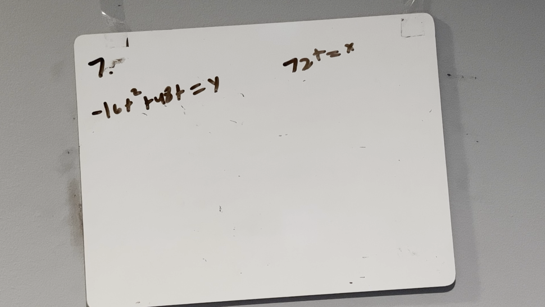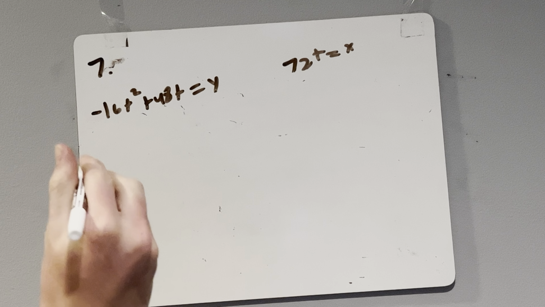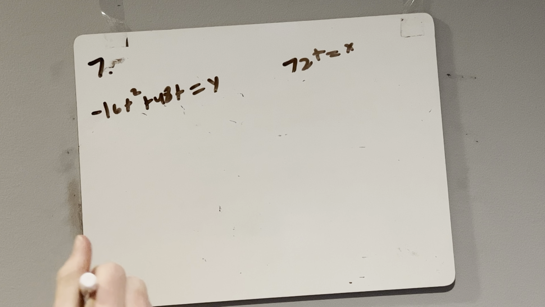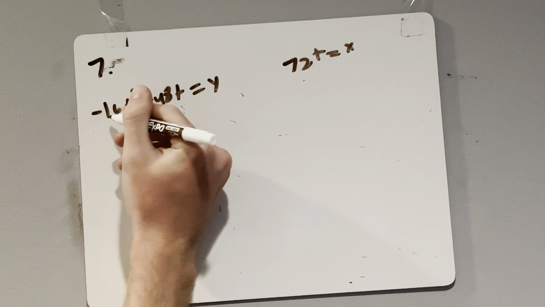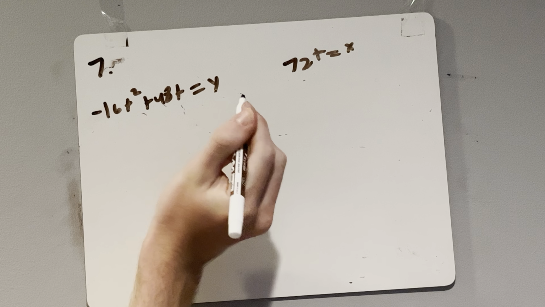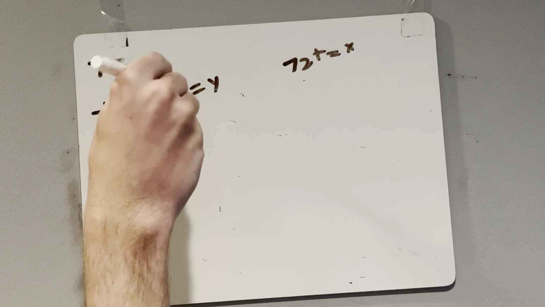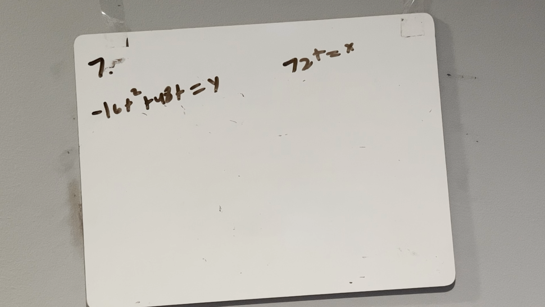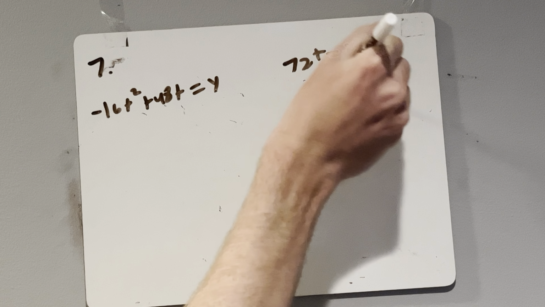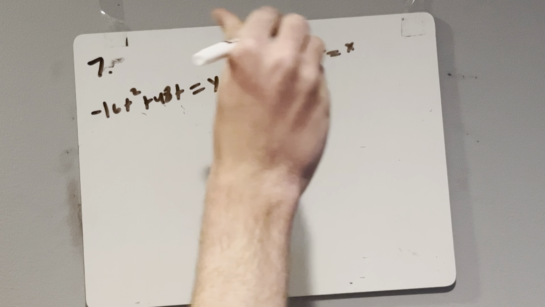Right now, I am solving problem 7. As you can see, I already put two equations on screen. This is the vertical height of the ball in correspondence to time. I included gravity as a negative number, negative 16t squared, and the vertical velocity, 48t. And of course, our horizontal velocity, marked as x, is 72t.